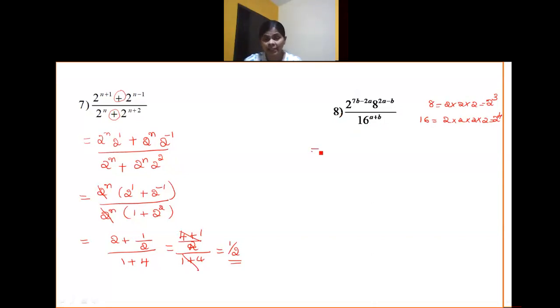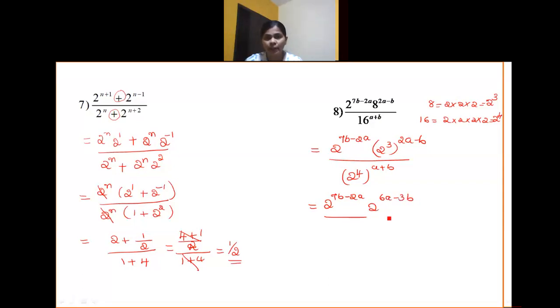So I can rewrite once again as 2 to the power 7b minus 2a as it is. 8 I can write it as 2 to the power 3 to the whole power 2a minus b, let it be as it is, divided by 16 as 2 to the power 4 to the whole power a plus b. Now before I use the common base concept, let me just simplify the powers. So I can write it as 2 to the power 7b minus 2a into 2 to the power 6a minus 3b divided by 2 to the power 4a plus 4b.